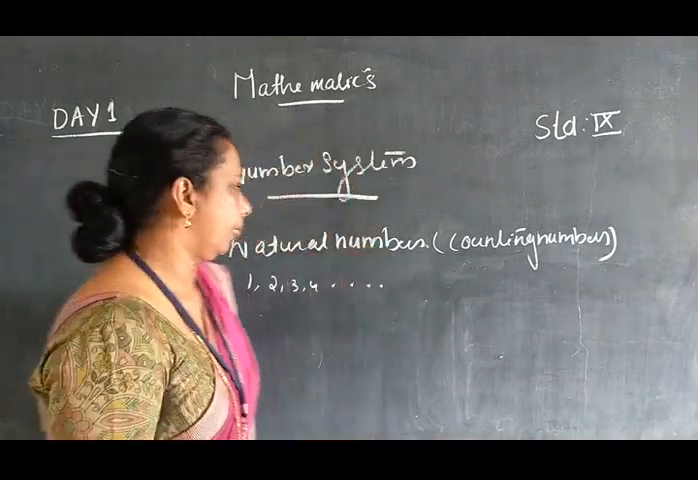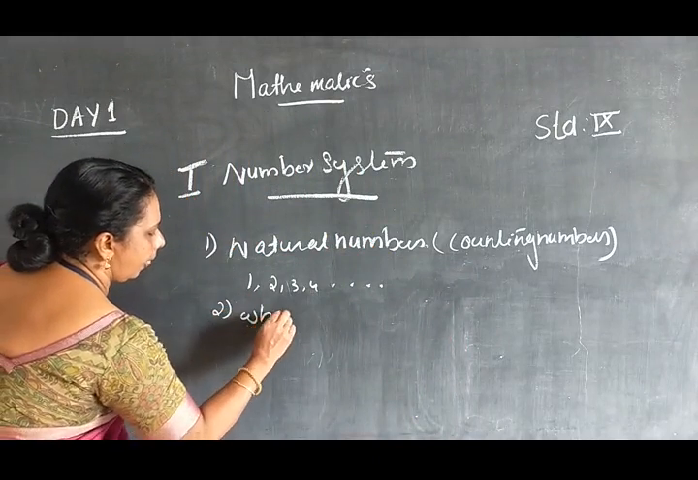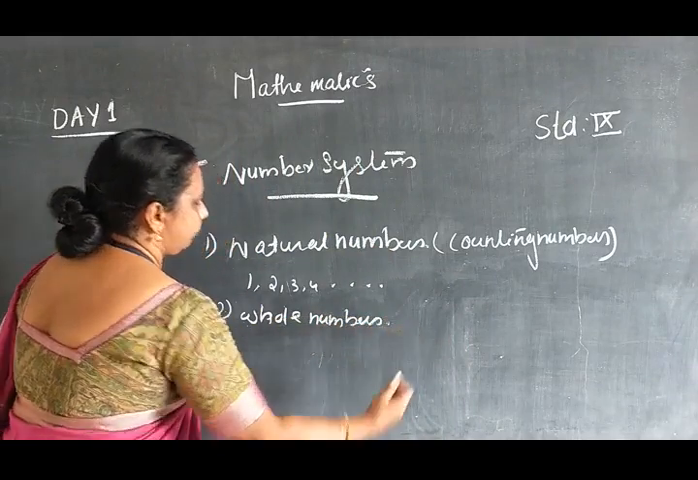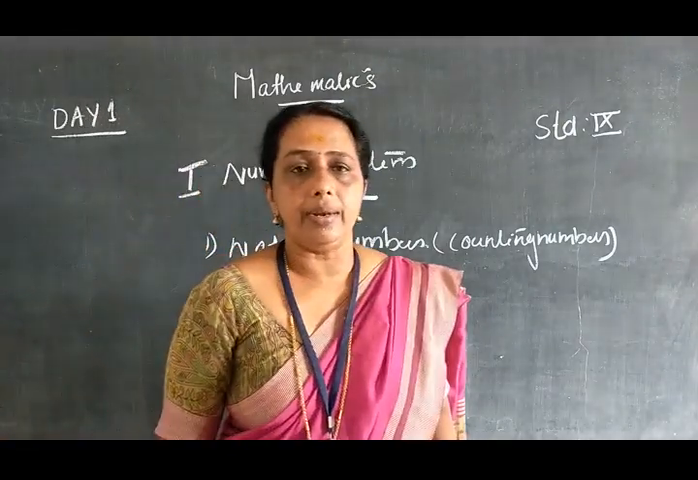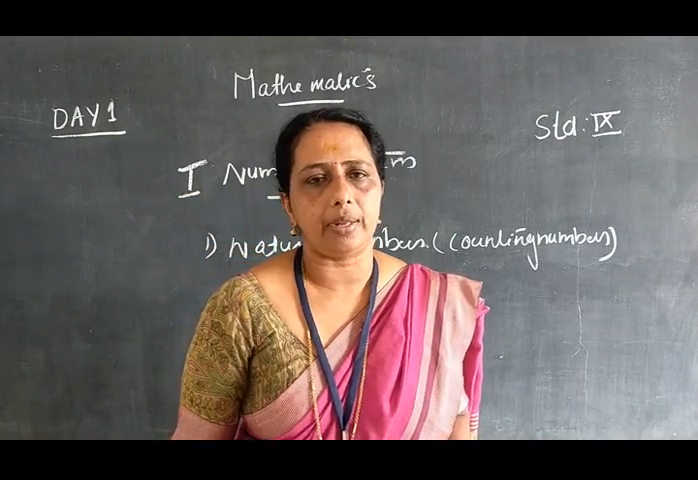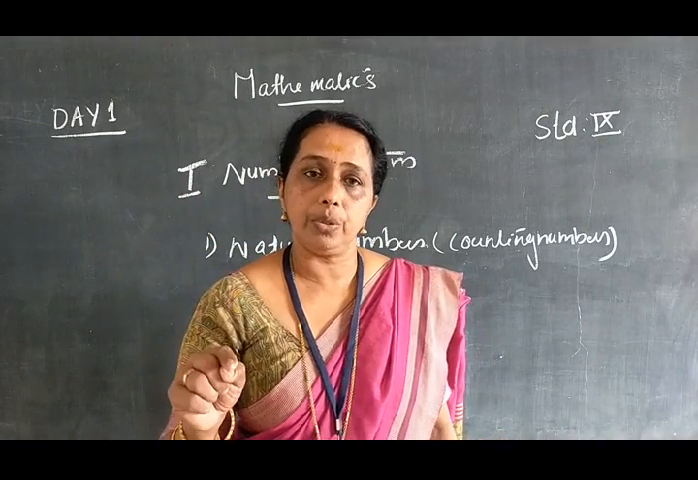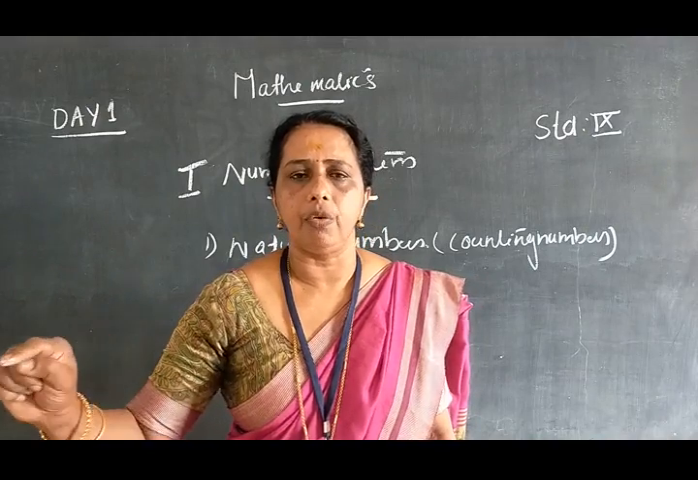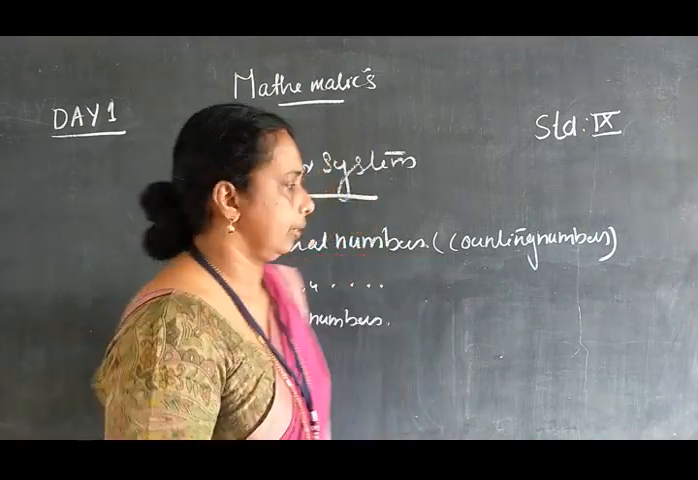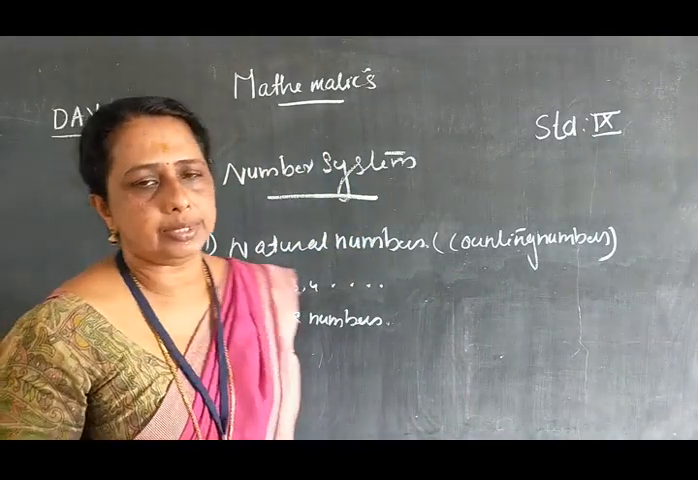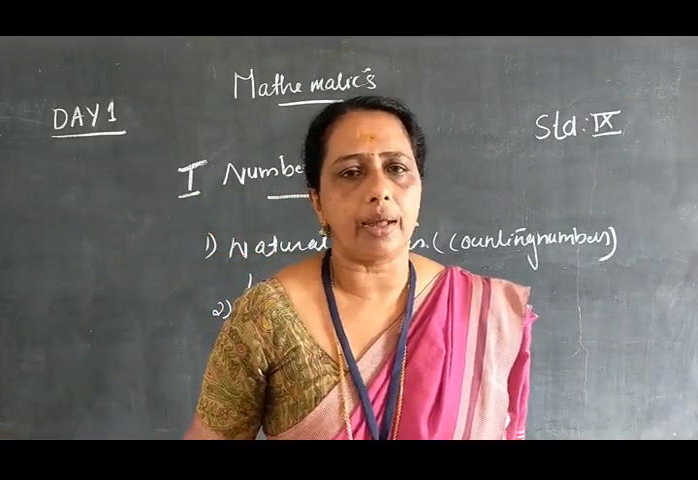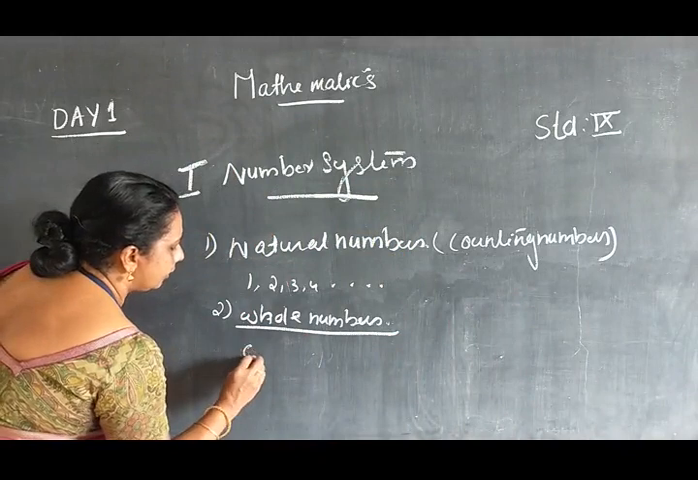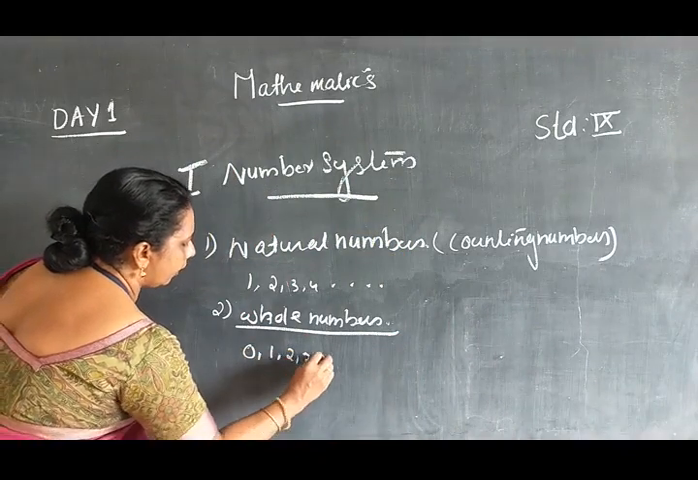Second one, that is whole numbers. Natural numbers including 0 are called whole numbers. Natural numbers, you know, 1, 2, 3, 4, etc. Including 0 means 0, 1, 2, 3, 4, etc. are called whole numbers.